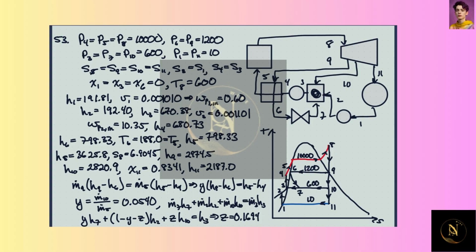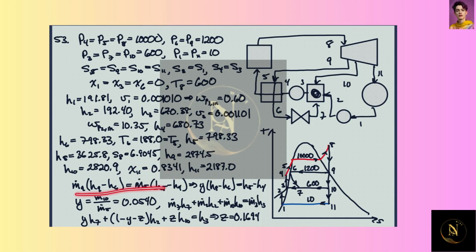So we have, let's see here now. Where are we at? So we know the enthalpy at 9, and we know the pressure at 9. So we know the entropy at 9 is the same as the entropy at 8. So we know the pressure at 9, so we can get the enthalpy at 9. Likewise, we can get the enthalpy at 10. Likewise, we can get the quality factor at 11 and the enthalpy at 11.